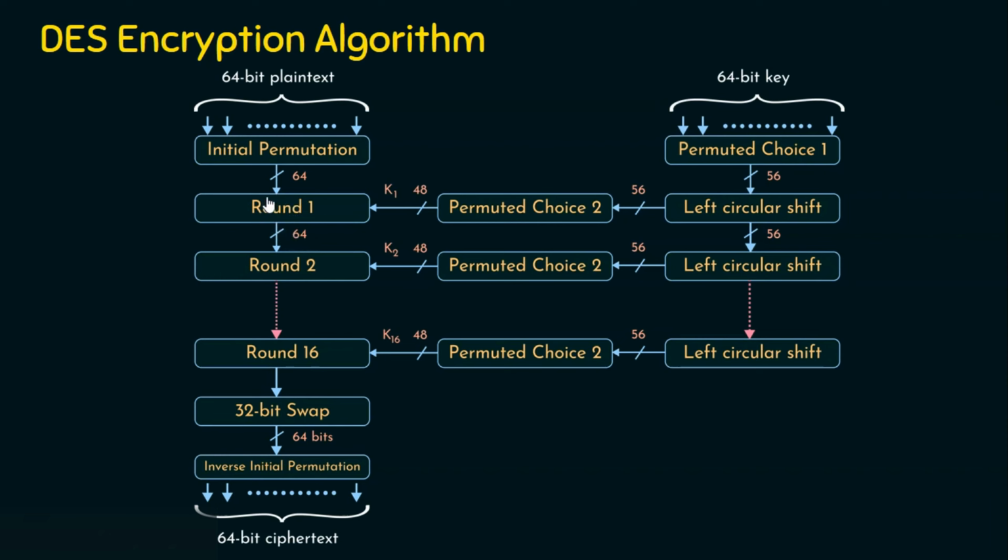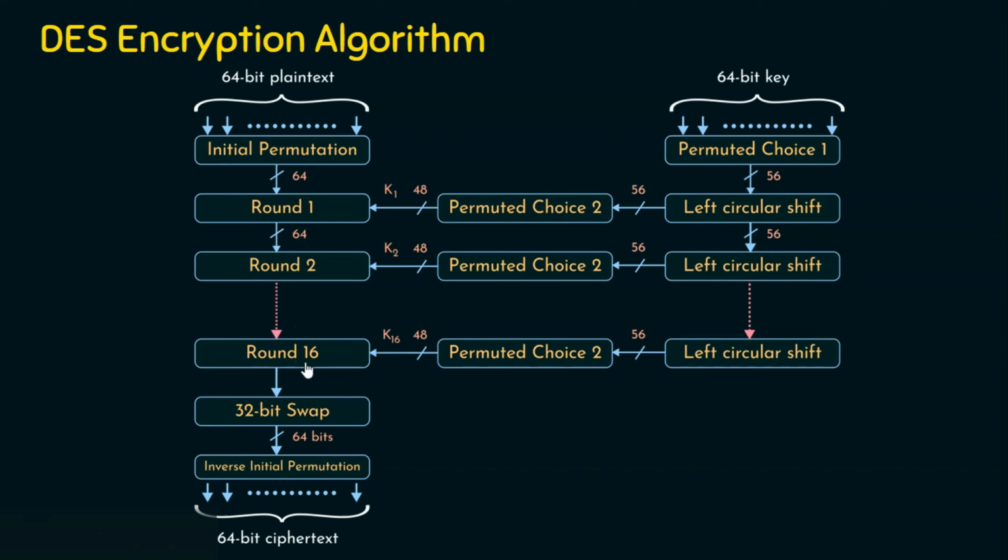And what is happening in this round? That I am not going to touch upon in this presentation. We will focus on that in the next presentation. So for now, just understand 64 bits input is given to each round and the output of each round is going to be 64 bits. So likewise, we are processing 16 rounds.